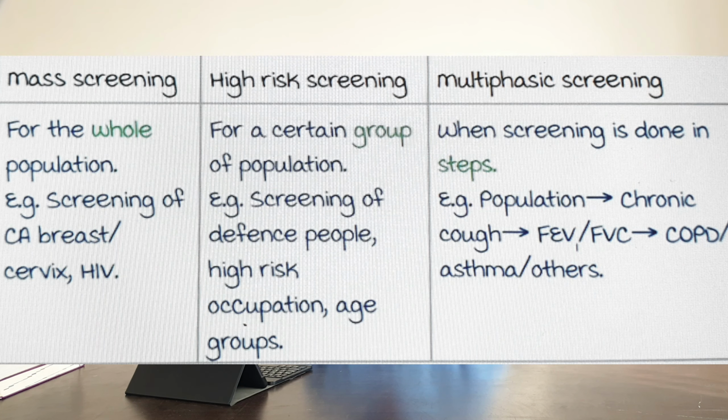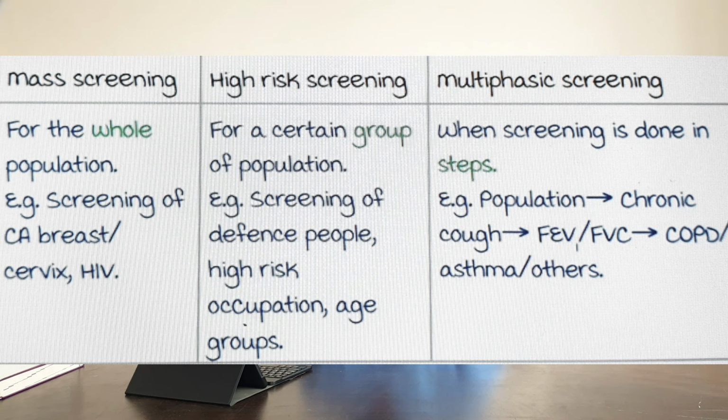First of all, if you take up screening, you have three different types of screening. The first one is mass screening, then high risk screening, and multiphasic screening. First, let's move on to mass screening. Mass screening is done for the whole population. For example, the screening test done for carcinoma of the breast, HIV, cervix, etc.